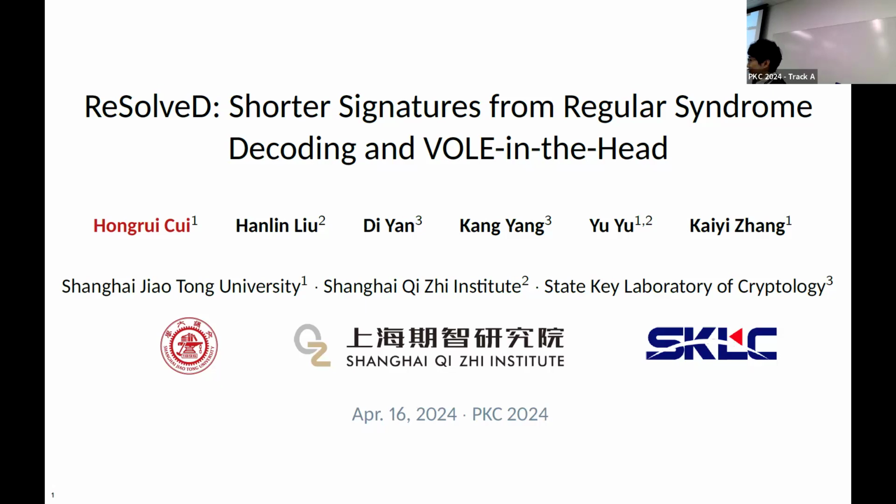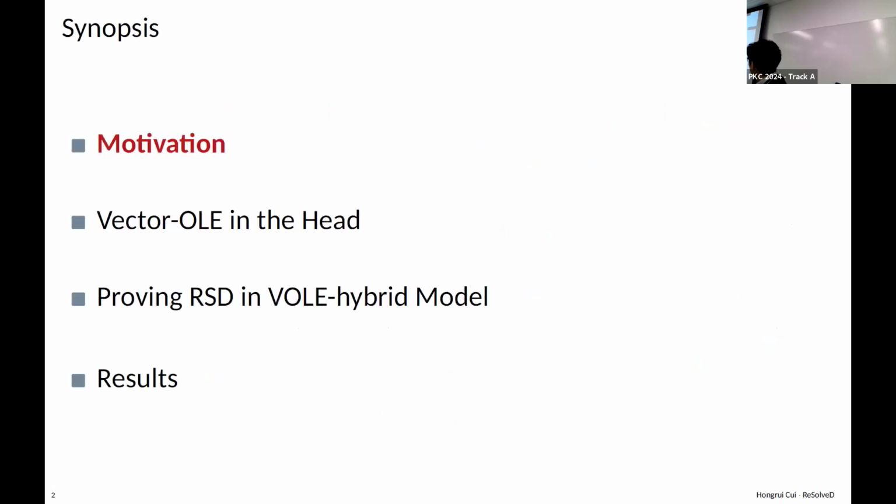Thanks to Sebastian's great talk, my burden is greatly relieved. In this talk, I will introduce our recent work on constructing signatures from regular syndrome decoding assumption. I'll begin with the motivation of this work: why we are interested in such a signature.